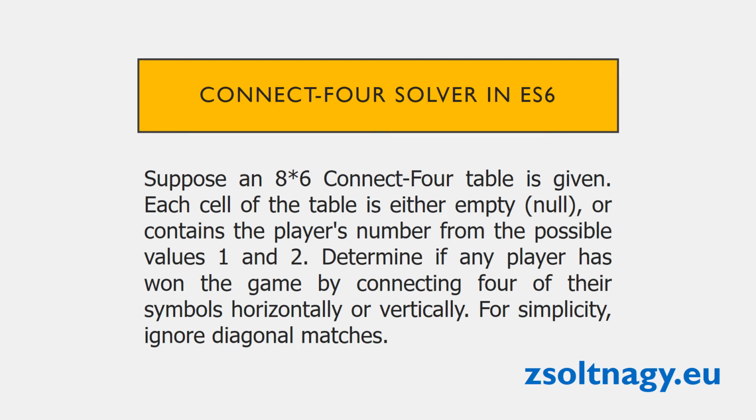Now, in this exercise, we're gonna ignore the diagonal matches because it's just yet another computation. The exercise is as follows. Suppose an 8x6 Connect 4 table is given. Each cell of the table is either empty, which results in a null value, or contains the player's number from the possible values 1 and 2. So player 1 has the symbol 1 and player 2 has the symbol 2. Determine if any player has won the game by connecting 4 of their symbols horizontally or vertically. For simplicity, ignore diagonal matches.